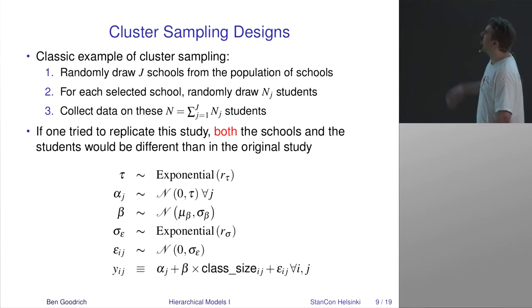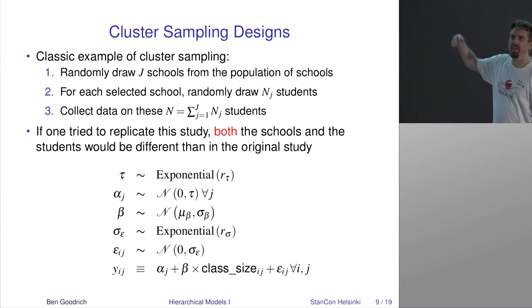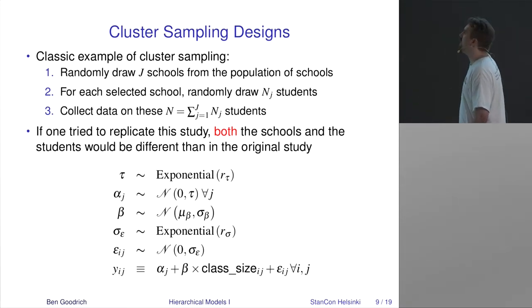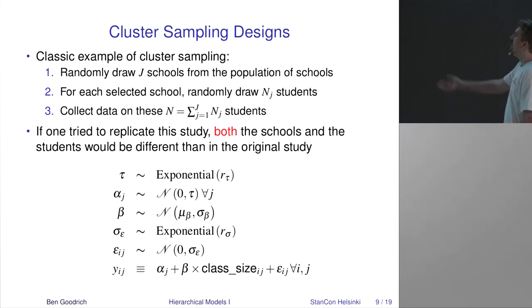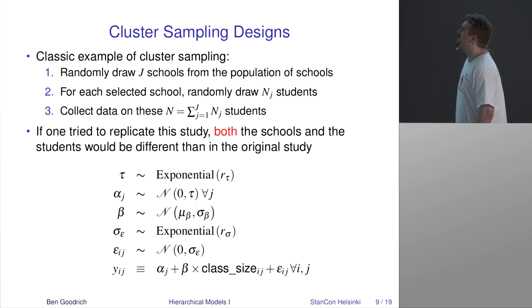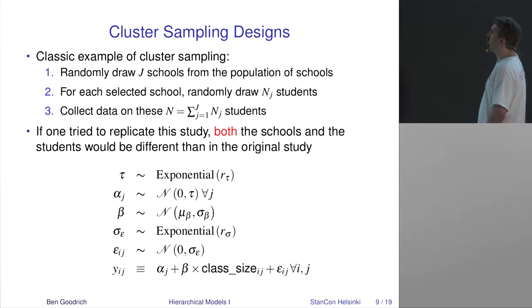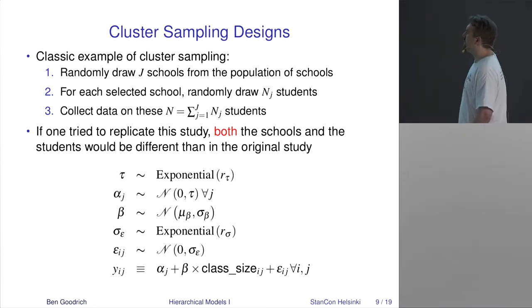The prior on alpha is normal zero with standard deviation tau, and we want to estimate tau along with the alphas and the betas and everything else. We have a standard deviation of the errors. Let's say it comes from an exponential distribution, and then we use that as part of a normal distribution for the errors and how well they do on some test or something.